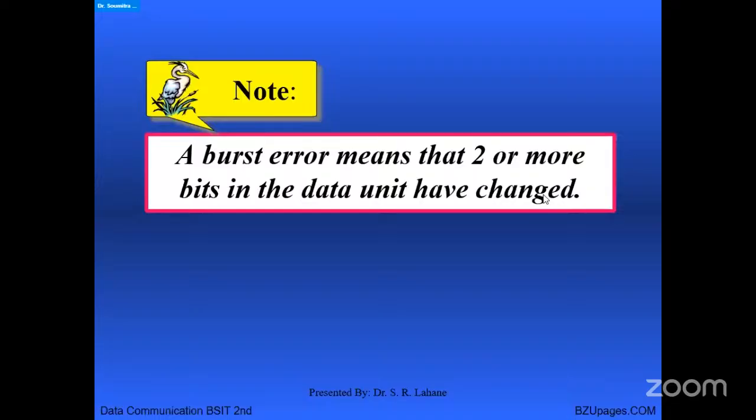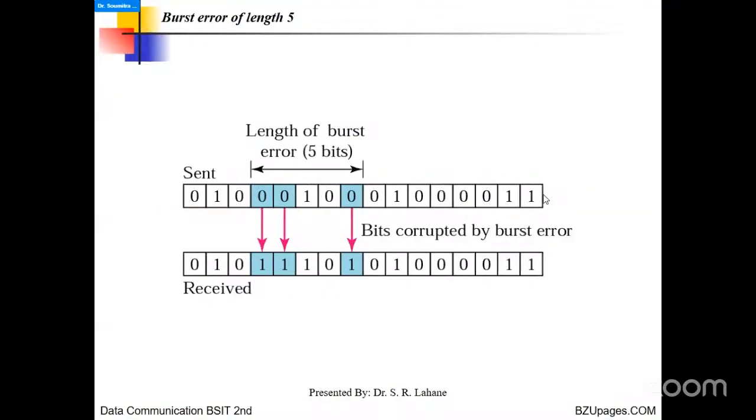Then burst error means two or more bits are corrupt or damaged or changed. Suppose the sender sends the topmost bits, then the receiver receives the second row bits, but out of them 3 bits are changed. 0 will be changed to 1. So the length of the burst is 5. Burst error length is 5 from the first corrupted bit to the last corrupted bit. That is called the burst length. That is the burst error.